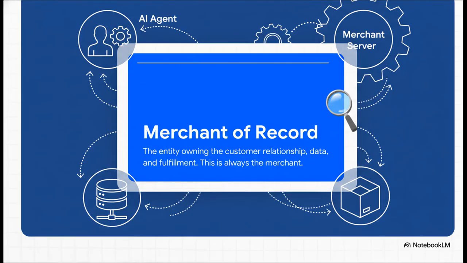Now, this is maybe the most important point in that final execution phase. The merchant always remains the merchant of record. What that means is, even though an AI agent is helping make the transaction happen, the store still owns the customer data, it owns the relationship, and it owns the responsibility for fulfillment. The AI is just a go-between, not the owner of the sale. The merchant stays in control.